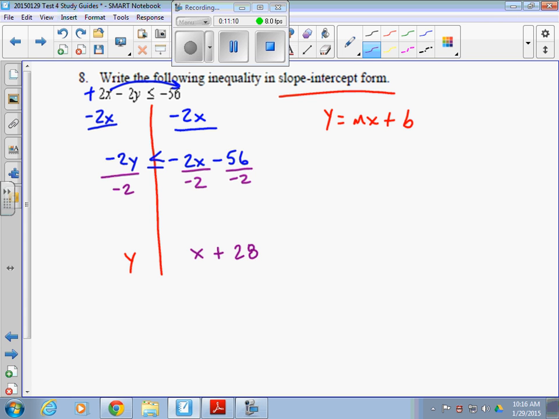We divided by a negative number at that step, though. Divide by a negative number. That's the key that tells us to reverse our inequality sign from less than or equal to, to greater than or equal to.